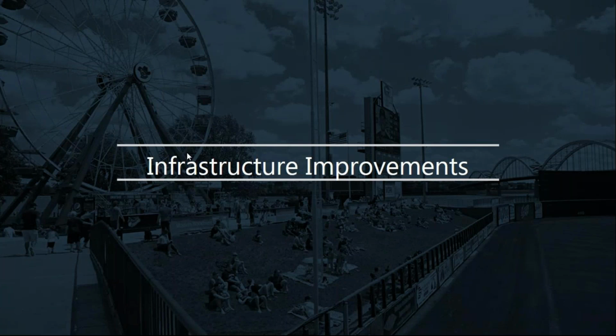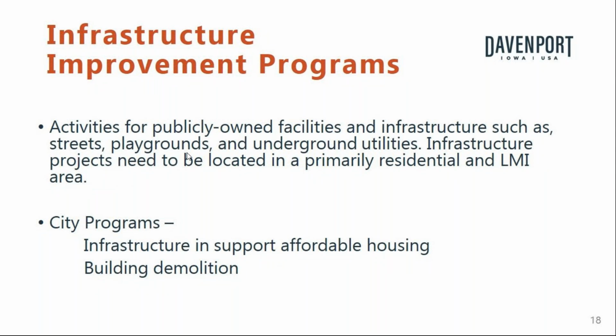All right, and then our final program area is infrastructure improvement. Infrastructure improvement programs are activities for publicly owned facilities and infrastructure such as streets, playgrounds, and underground utilities. Infrastructure projects need to be located in a primarily residential area and also a low to moderate income area.